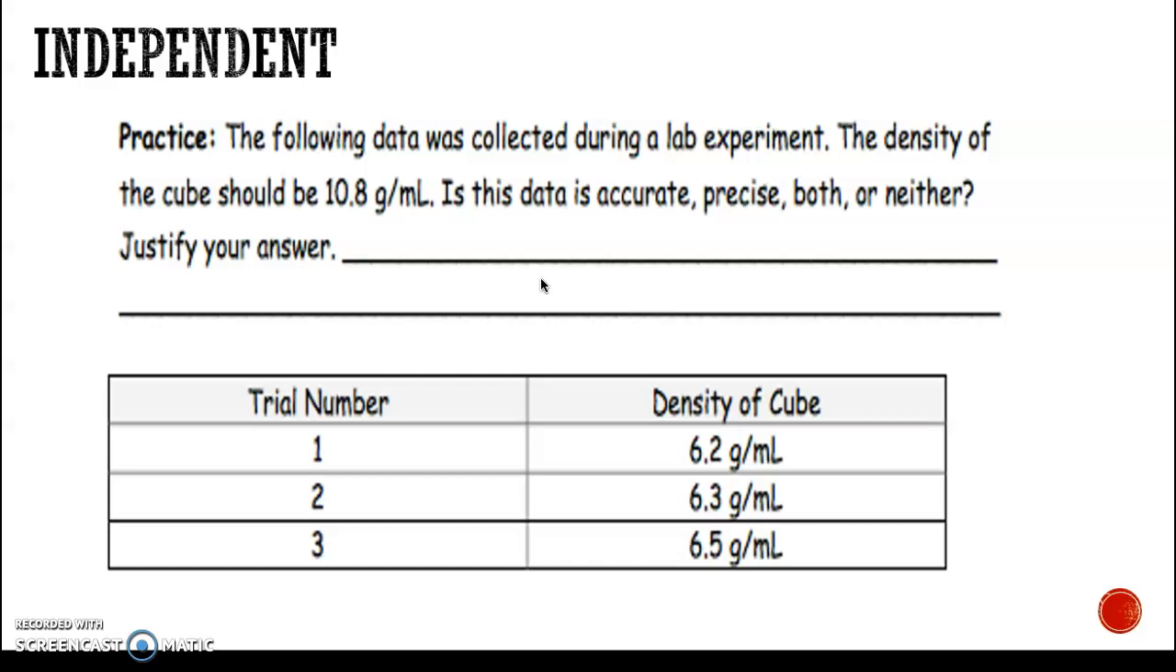Now, for the data to be accurate, we should be hitting the density at 10.8. However, once we conduct our trials, we are nowhere close to 10.8. So that means instead of us being accurate, we are precise, because our numbers are literally 0.2 or 0.1 digits away from each other. We have 6.2, 6.3, and 6.5. They're all within the same range. So as long as we're in the same range, we are precise. But because they are not 10.8, they are not accurate.